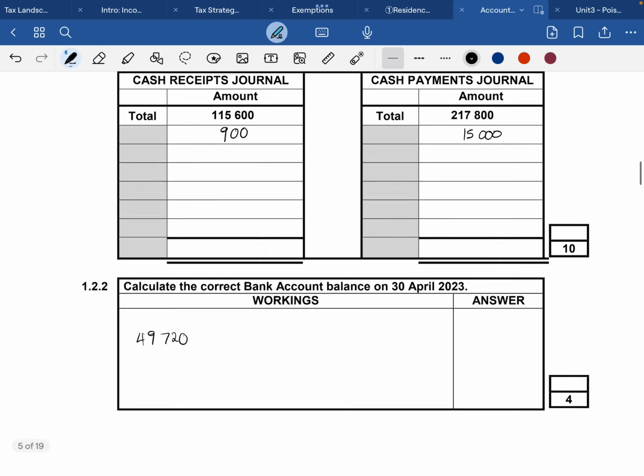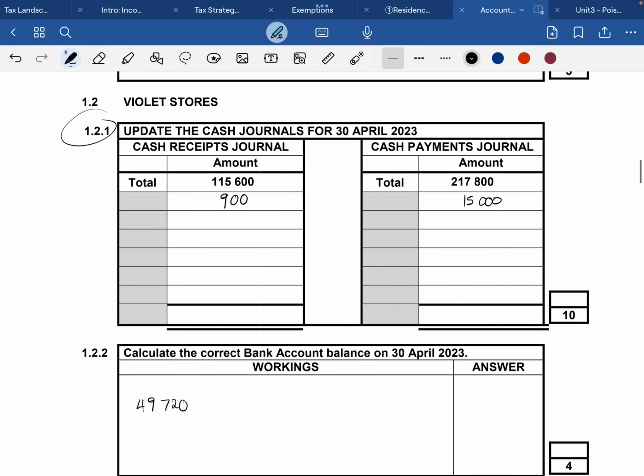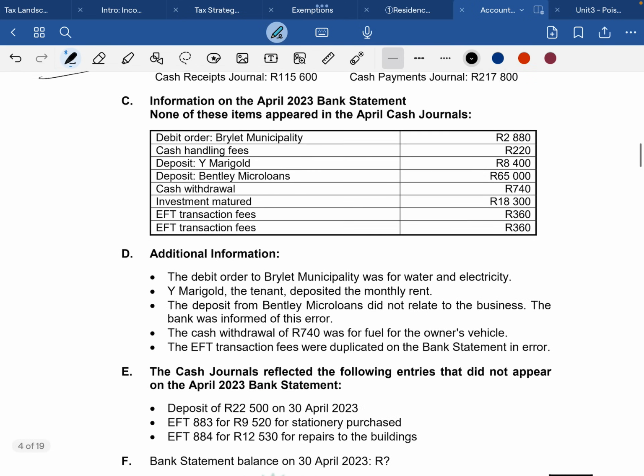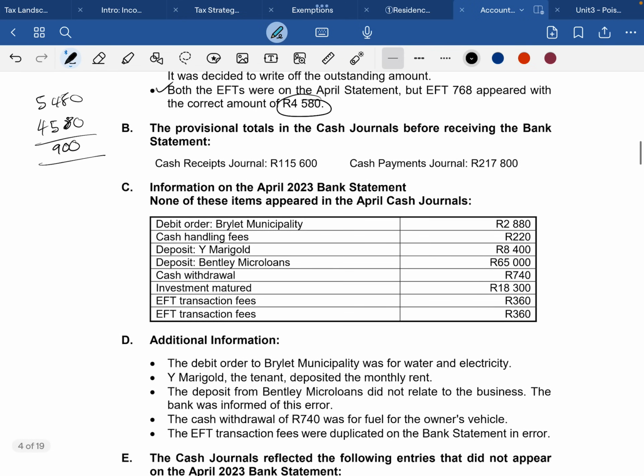See, now I moved from 1.2.1 to 1.2.2 so that I don't forget any pieces of information, because the information is spread out all over the extracts. It's spread out all over the additional information. So whatever information I come across, I just quickly fill it in my answer book, right? Then now I move on to information B. Information B just tells us about the totals that we're given in the answer book.